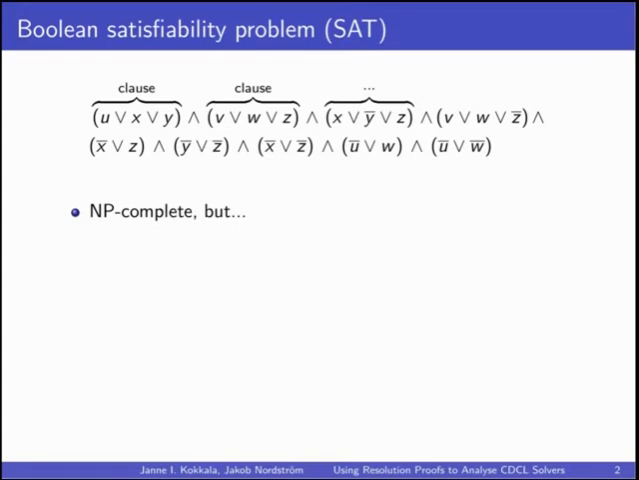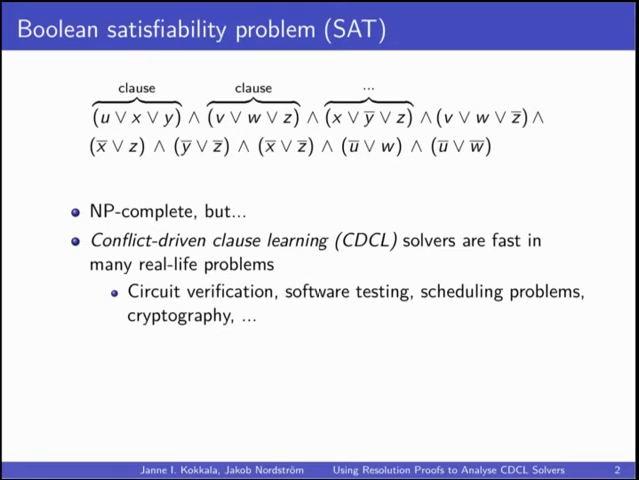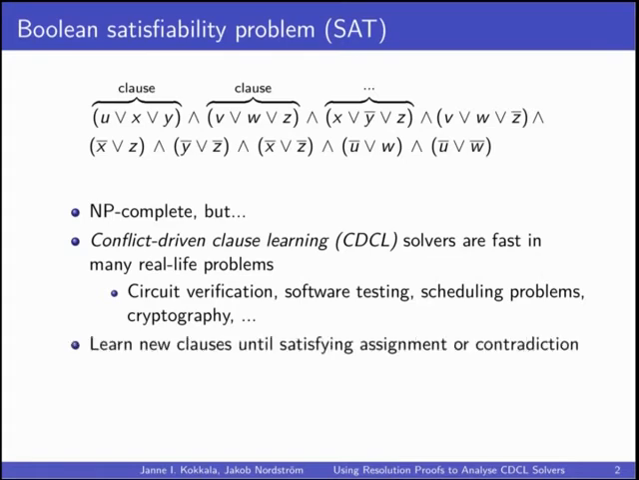The problem is NP-complete, and this formulation might sound a bit unnatural, but it actually is often a useful approach because so-called conflict-driven clause learning solvers are just amazingly fast in many real-life instances. The idea behind the dominant CDCL paradigm is that the solver derives or learns new clauses until it finds a satisfying assignment or reaches a contradiction. And one great feature of many CDCL solvers is that in case of a negative result, these learned clauses actually give a proof of unsatisfiability, which can then be used to verify the result.